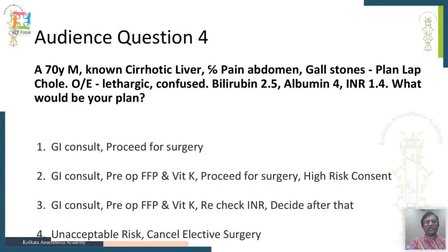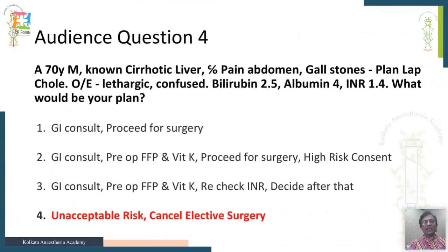So what will you do with somebody with cirrhosis waiting for a laparoscopic cholecystectomy but is lethargic and confused? I think the answer is simple. This is unacceptable risk. You cancel the elective surgery. Lethargic, confused, you think this is just subtle changes that the patient might be going towards hepatic encephalopathy. Unacceptable risk. You cancel elective surgery.